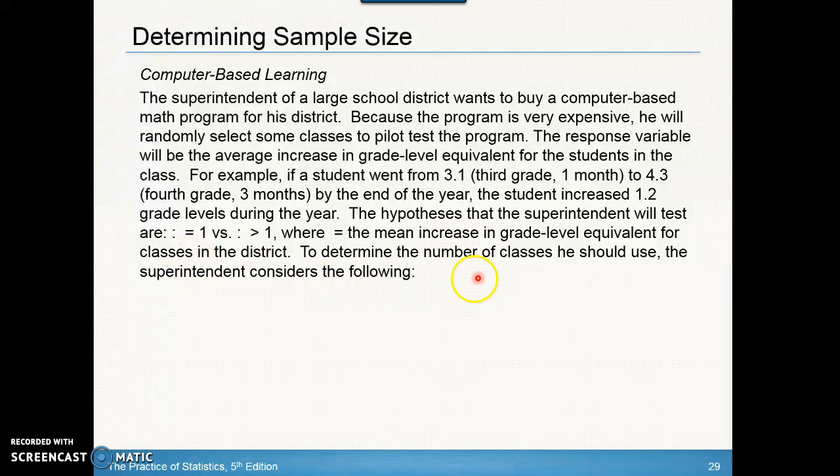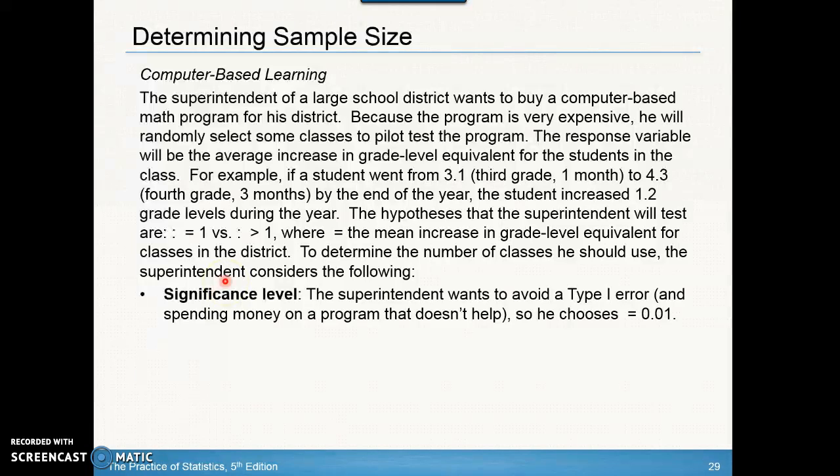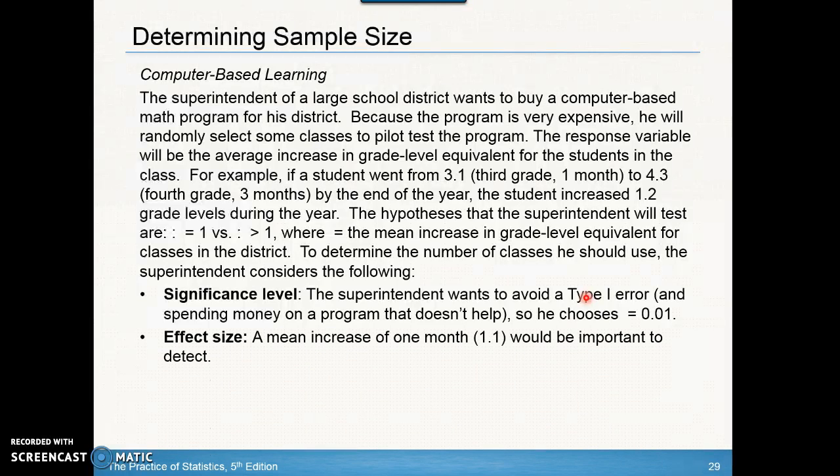To determine the number of classes he should use, he takes a look at the following. 1, the significance level. He wants to avoid a type 1 error. So that is rejecting the null when it's true. He wants to avoid a type 1 error and spending money on a program that doesn't work. Okay, so he chooses alpha equals 0.01. The effect size, a mean increase of 1 month, 1.1, would be important to detect. So he's saying that, okay, if it's greater than 1, a 1 month improvement is actually good, and that's not a huge difference between the null and what he's actually checking for.